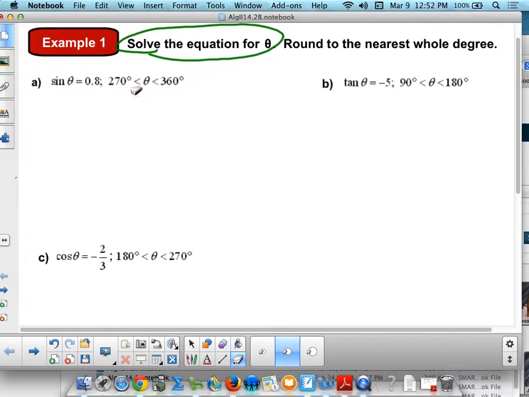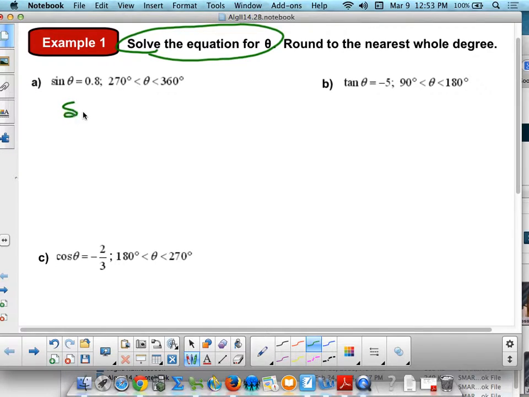You ready? See that problem? Sine of theta equals 0.8. What do I want you to do? I want you to tell me what angle goes in there. Sine of 40 degrees, 50, 60, 70. What goes in there so that you get 0.8? Well, let's talk about it. How do we do this again?